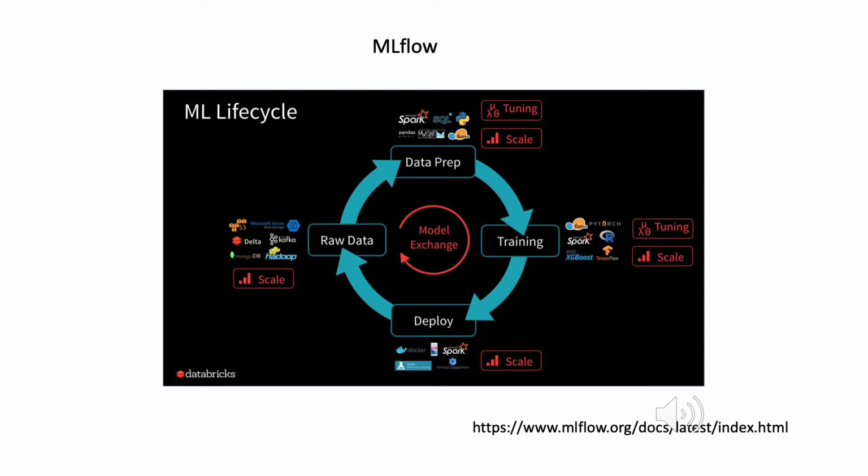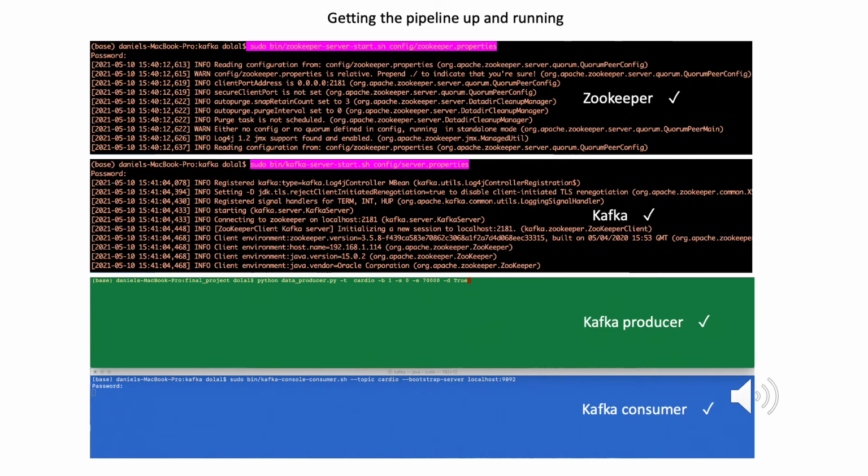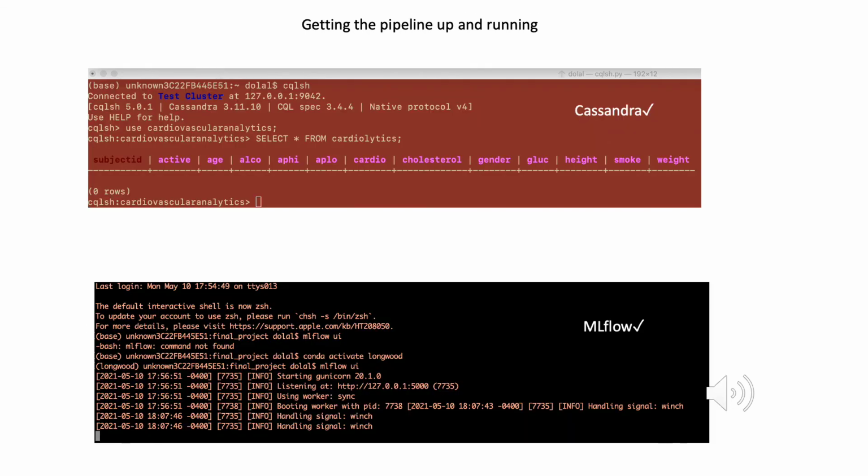tool for building pipelines. To get our pipeline up and running, we first start Zookeeper, which will track the status of Kafka cluster nodes, topics, and partitions. We then launch Kafka. Once Kafka is running, we are now ready to start sending and consuming messages using a Kafka producer and consumer. We also create a key space in Cassandra with matching columns as those in the source or Kafka stream. Following our Spark experiments, we initialize MLflow.